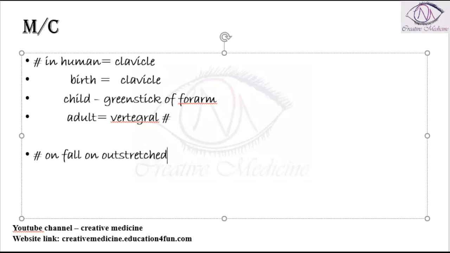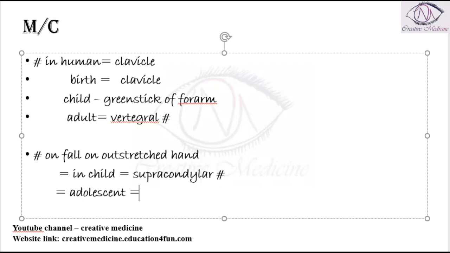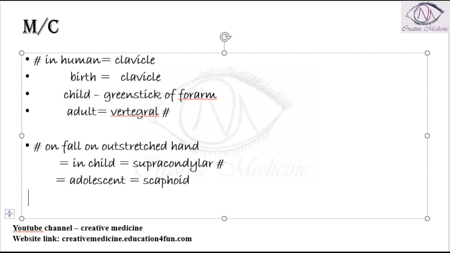When a child falls on an outstretched hand, supracondylar fracture is the most common fracture. Most common fracture when an adolescent falls on an outstretched hand is scaphoid fracture, and most common fracture when an adult falls on an outstretched hand is fracture of the distal end of radius.